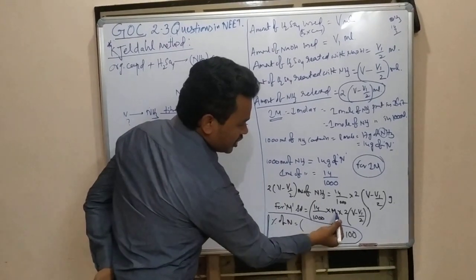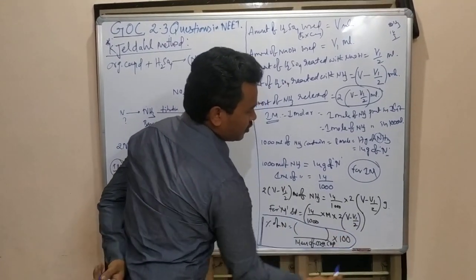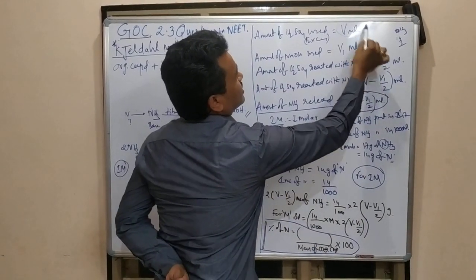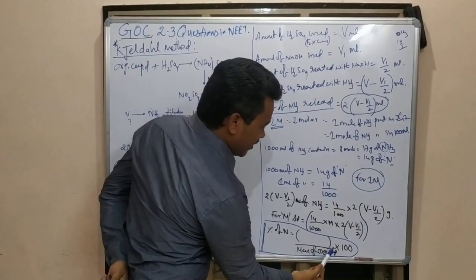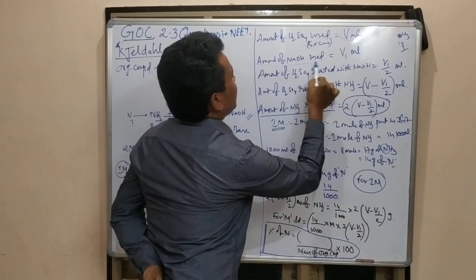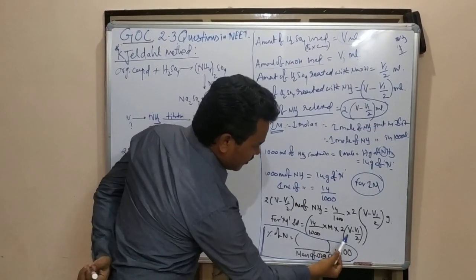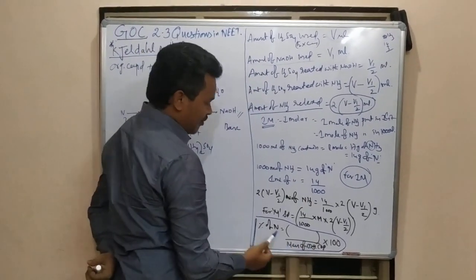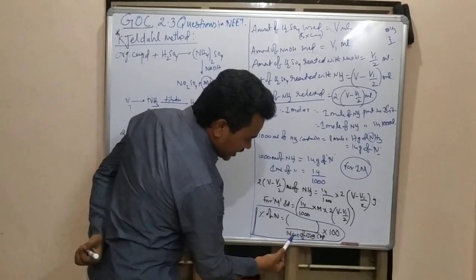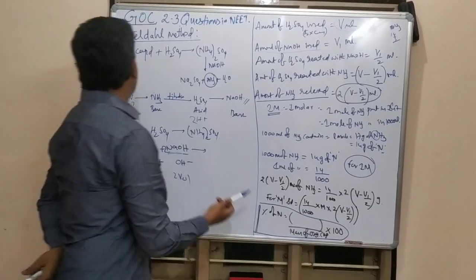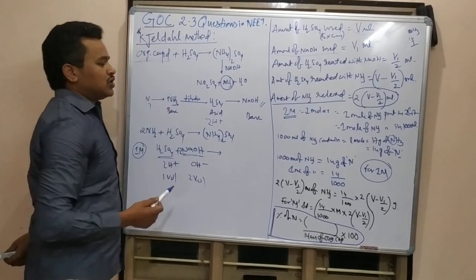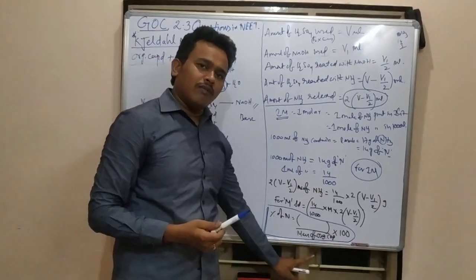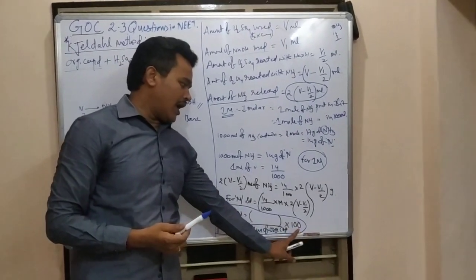14 by 1000 into M into 2 into V minus V1 by 2. What is this V here? The excess amount of H2SO4 you are using. What is V1? The amount of NaOH used in the titration. What is M? The molarity of the ammonia. What is this here? The mass of the organic compound, the mass of the particular organic compound. So the amount of nitrogen obtained by the total mass of organic compound into 100.